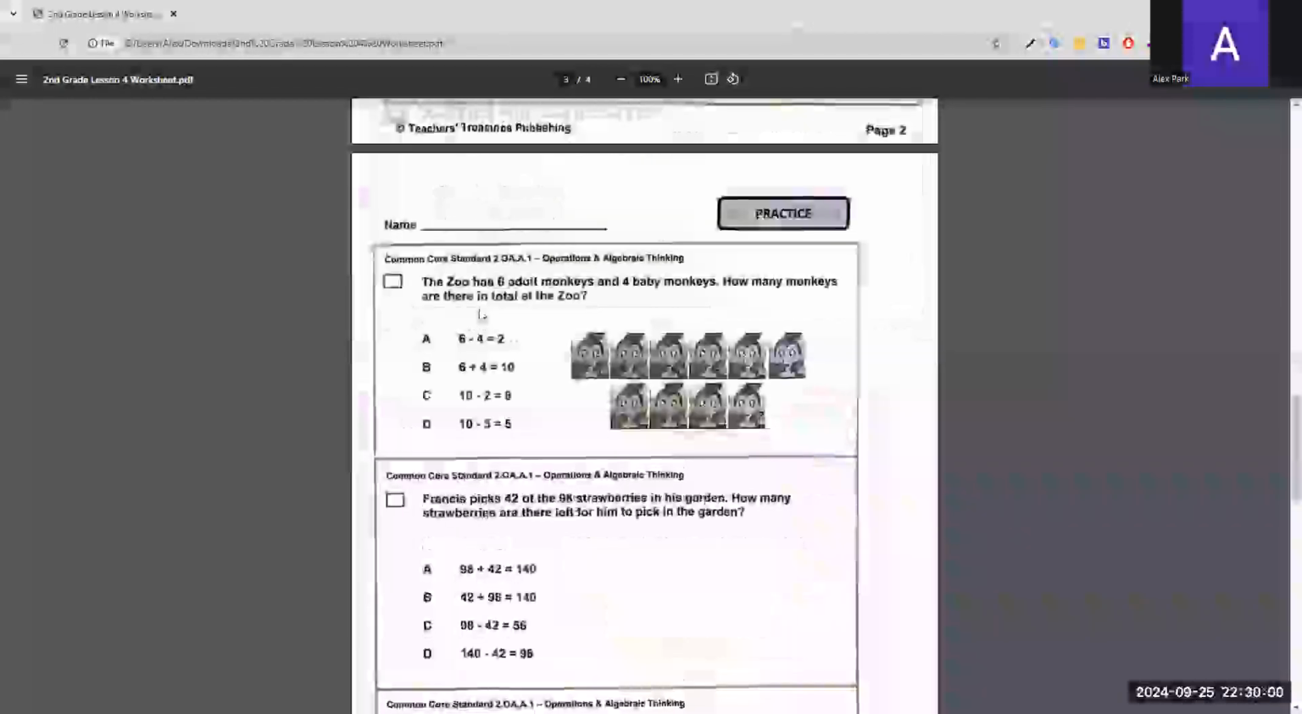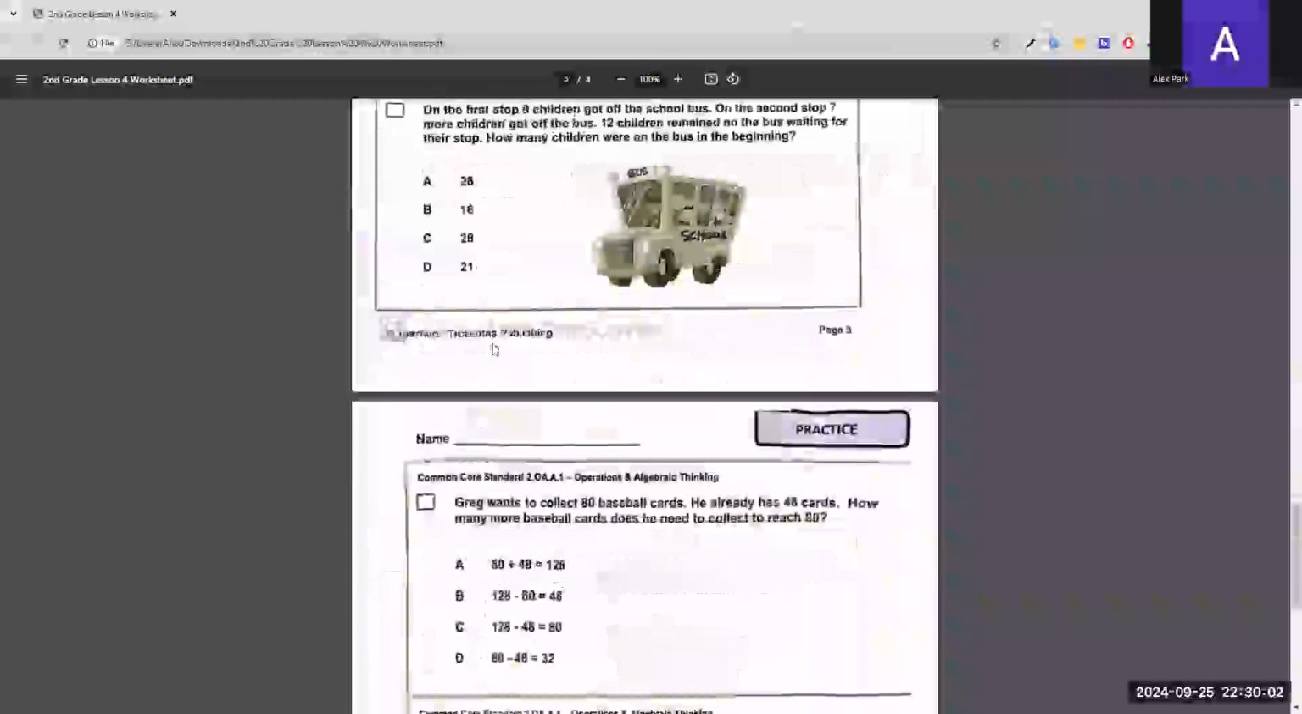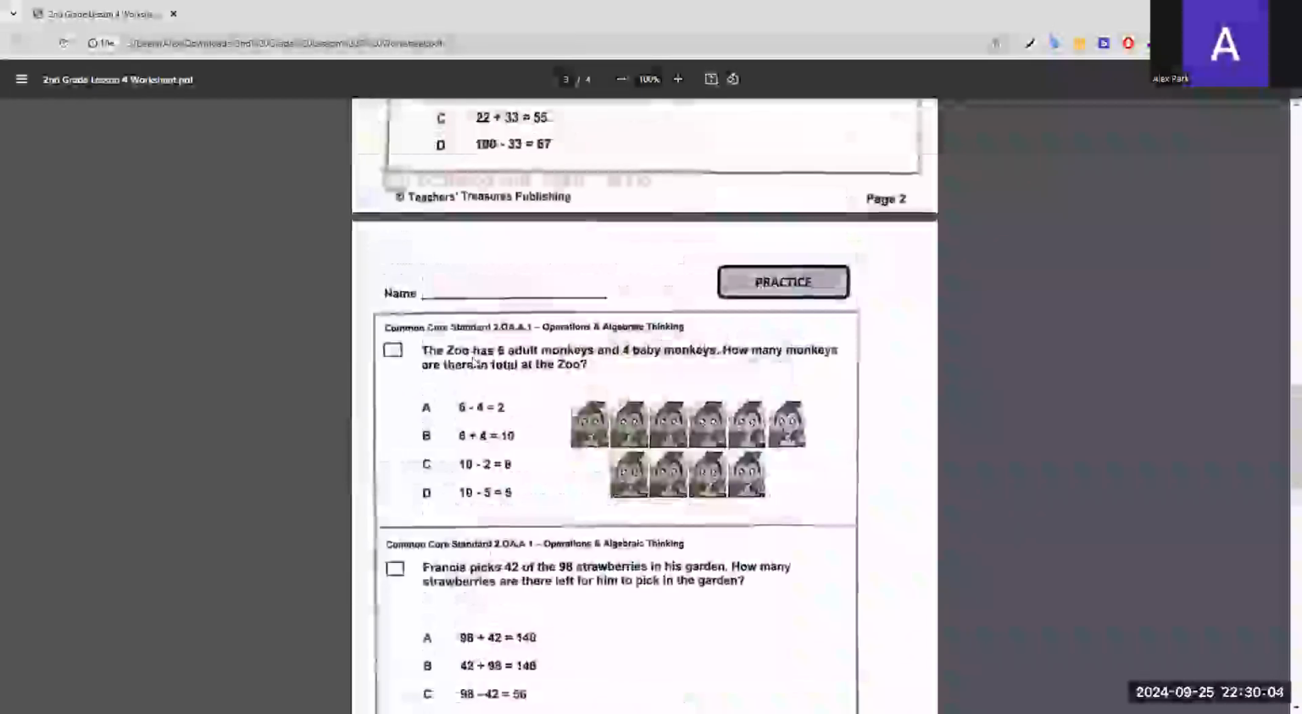All right, let's move on to this page 3 here. And it reads, the zoo has 6 adult monkeys and 4 baby monkeys. How many monkeys are there in total at the zoo? So in total means that we're going to be adding. So we can just cross off every answer choice that is subtracting. So that's A, C, and D, which means that B is the only answer choice that works. And that's all we're going to do for today.